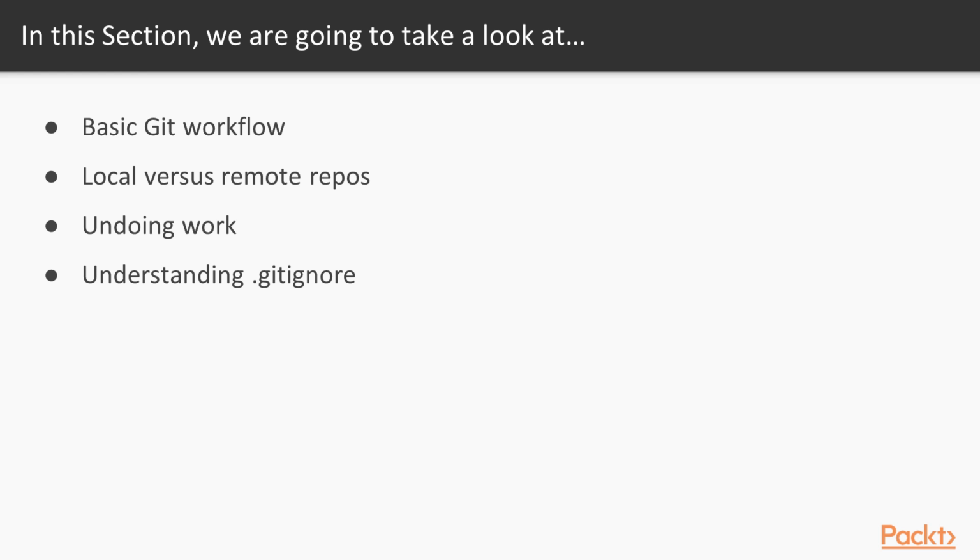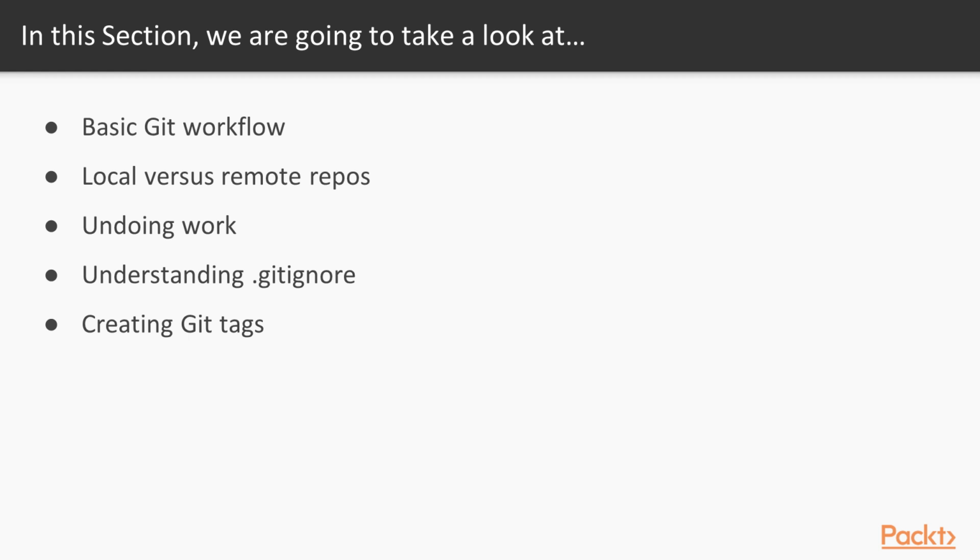Then we're going to move on to understanding the .gitignore. We're going to walk through that and get you understanding what a .gitignore does and how we can utilize it as we're doing our check-ins and checkouts, or commits, into Git. And then lastly, we're going to talk about creating Git tags.